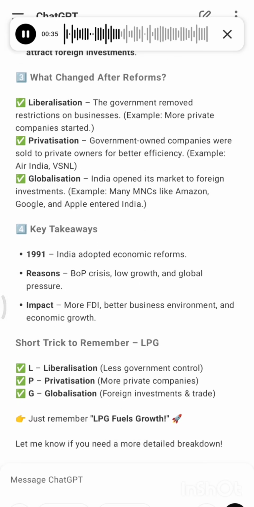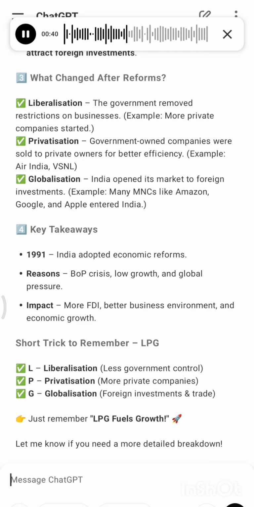3. What changed after reforms? Liberalization: the government removed restrictions on businesses. Example, more private companies started. Privatization: government-owned companies were sold to private owners for better efficiency. Example, Air India, BSNL. Globalization: India opened its market to foreign investments. Example, many MNCs like Amazon, Google, and Apple entered India.